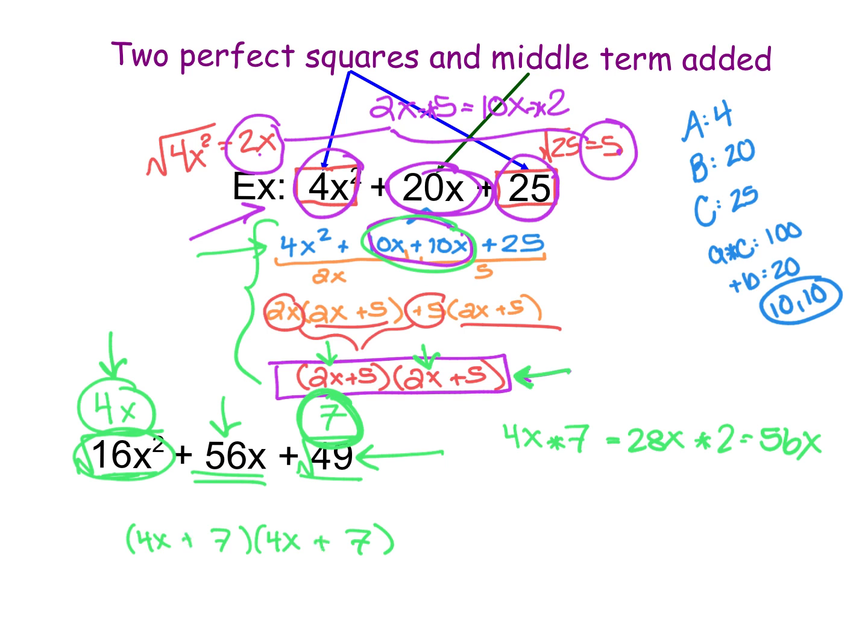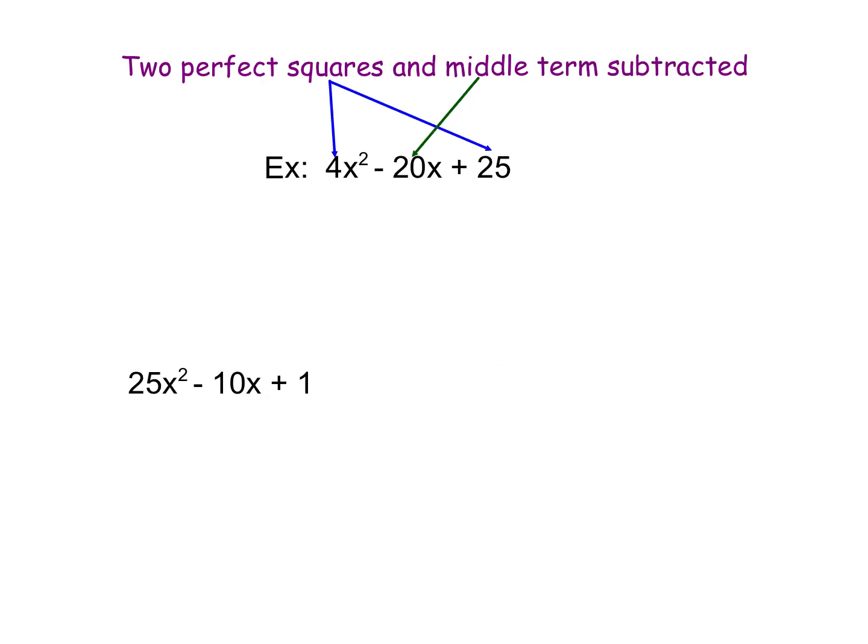So you don't have to use this strategy. You could split your middle term if you see a and c are perfect squares and factor it that way instead. That's perfectly fine. But if you're noticing this pattern, you are able to use it to quickly factor. So let's take a look at this next trinomial here.